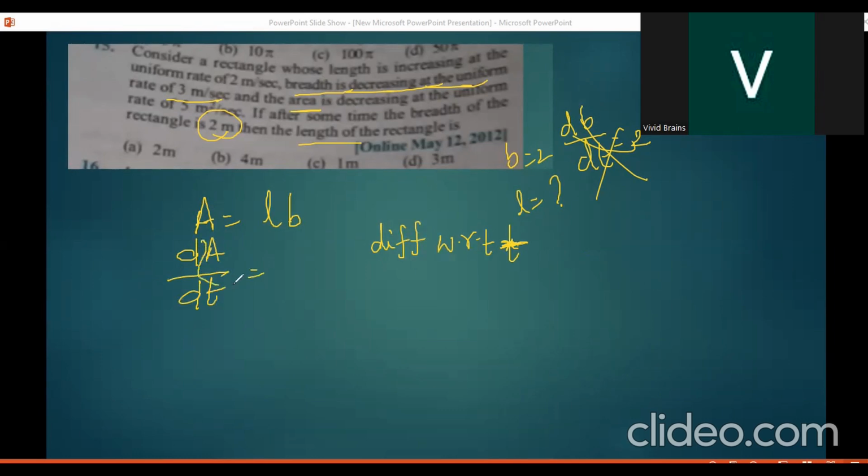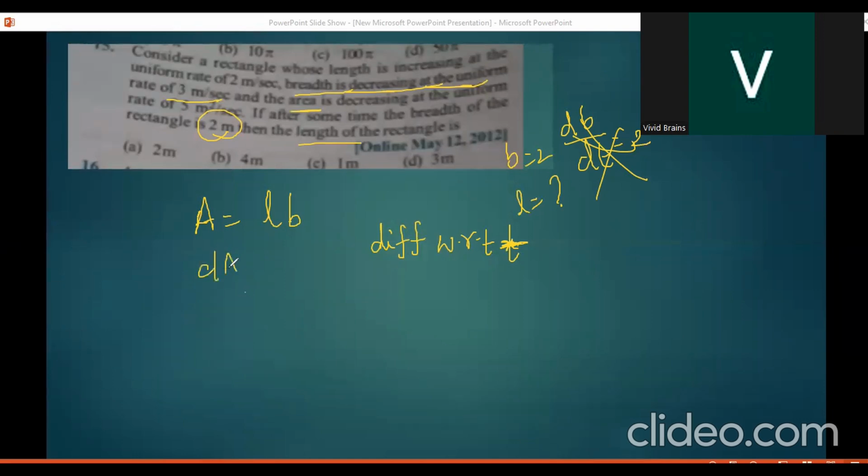I am differentiating A with respect to time. That is d by dt of A. What is the meaning actually? Let me write. I am differentiating with respect to time the quantity A. So A quantity I am going to differentiate. That's why I am writing dA by dt. You understood? Come on, let us observe.